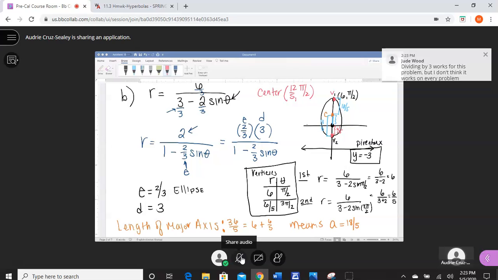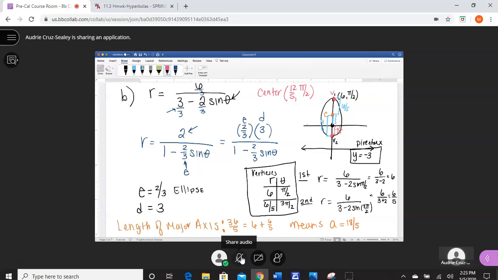Dividing by 3 works for this problem, but I don't think it works for every problem. I don't know. I didn't divide by 3. I did 18/5 minus 6/5.